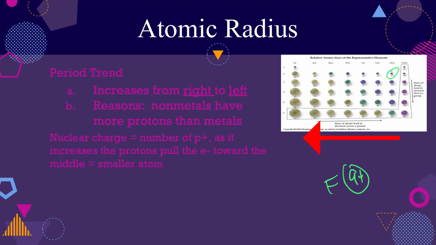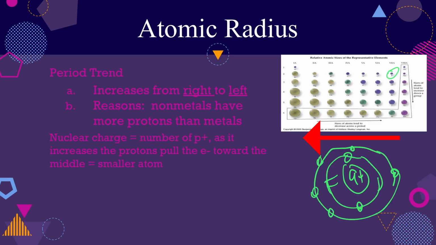Well, remember, positive attracts to negative. So these electrons that are going around are 1, 2, 3, 4, 5, 6, 7, 9 electrons. Well, these 9 protons are pulling in. They are attracted to each other. So the nucleus has a stronger electromagnetic attraction to the electrons orbiting around it.